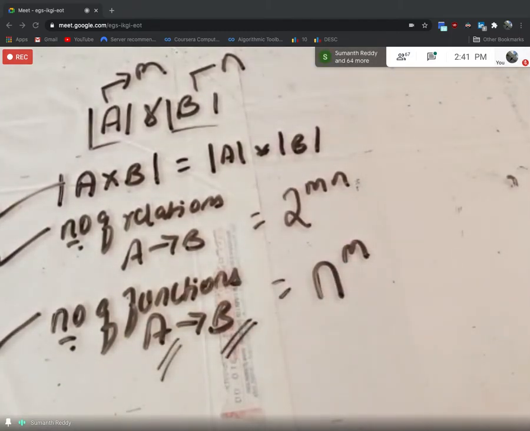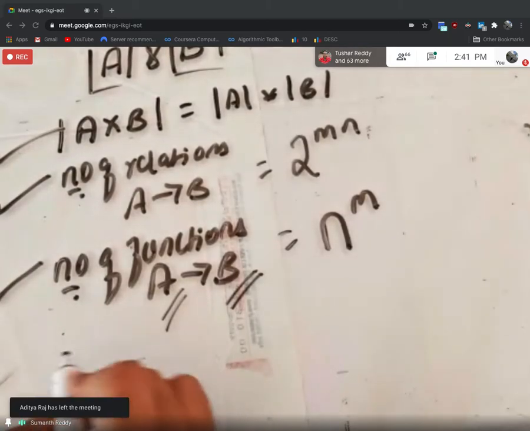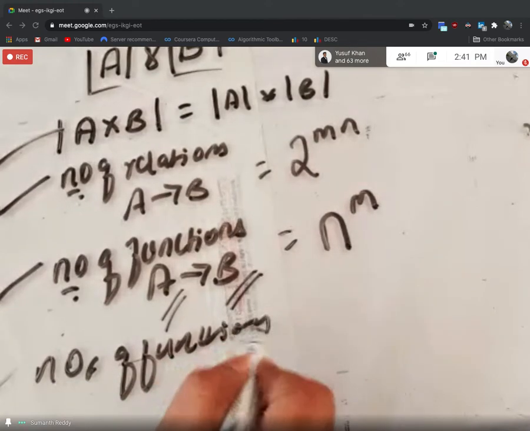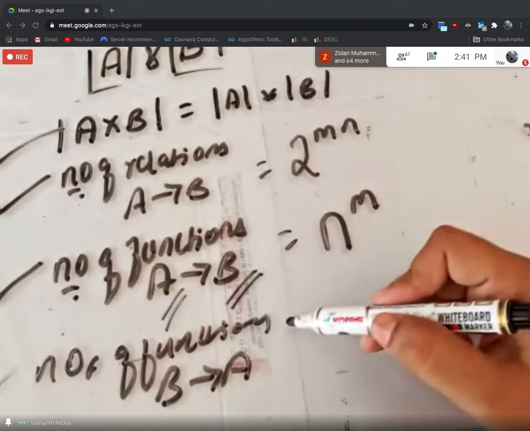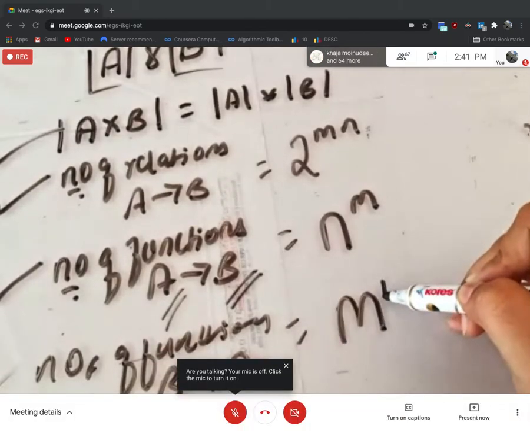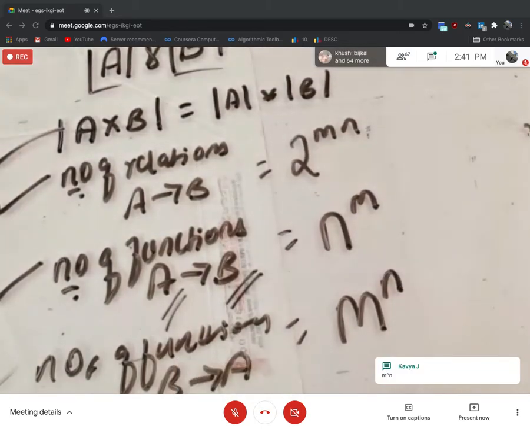So you need not worry about how we got this formula, fine. You just have to memorize this formula. Similarly, suppose we are finding the number of functions from set B to set A, what will be the answer? This time it will be equal to the number of elements in the set A, that is m, to the power of the number of elements in the set B, right? Depending upon whether the question is from set A to set B or set B to set A, you need to take the formula for the total number of functions accordingly. So you should not get confused.